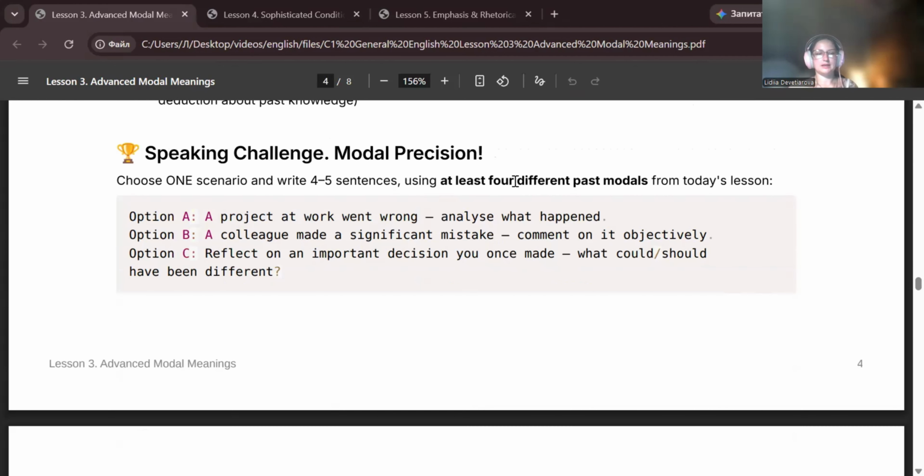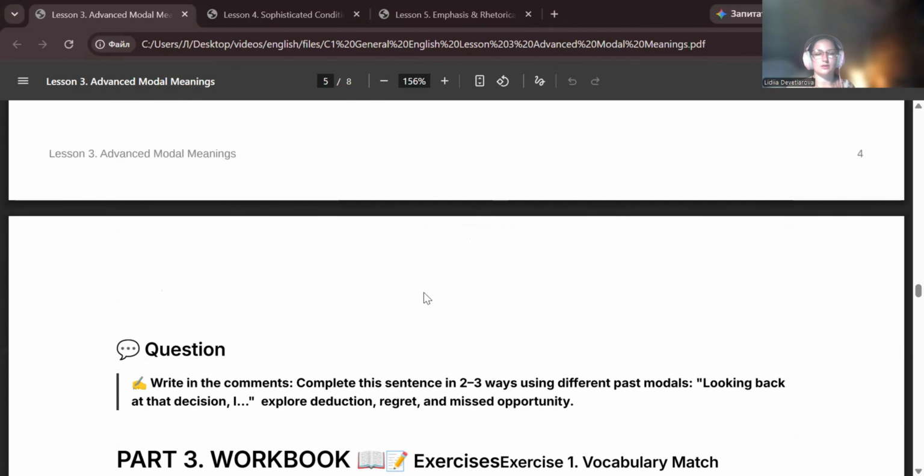Wonderful. And let's discuss. Then you have a little speaking challenge. Choose one of the scenarios and create 4 or 5 sentences using at least 4 different past modals from today's lesson. And then in the comments, write this sentence and complete it with your own thoughts. Looking back at the decision, I... explore deduction, regret, and missed opportunity.